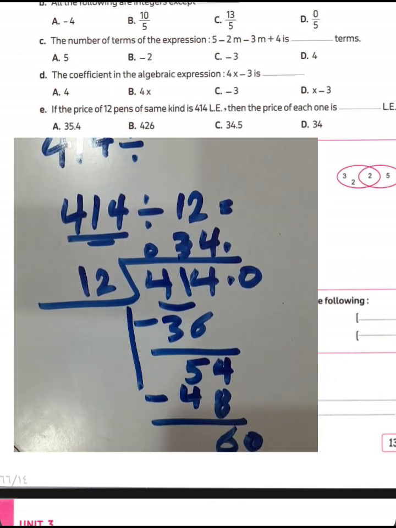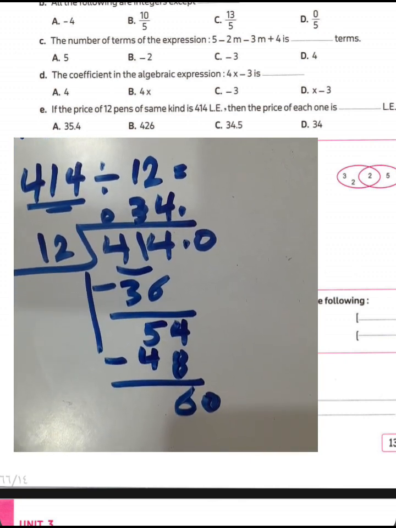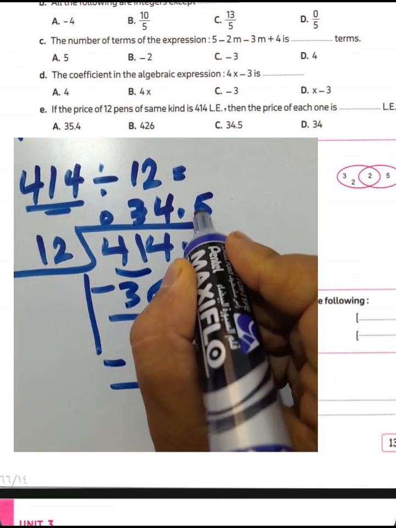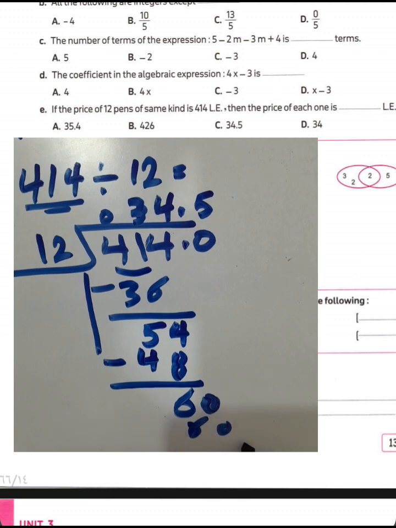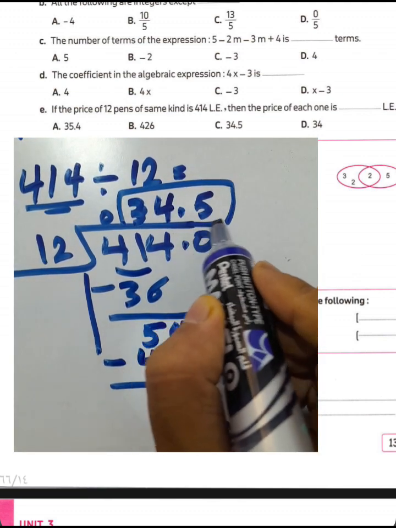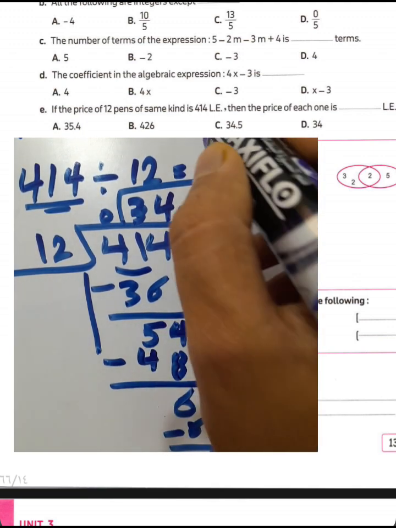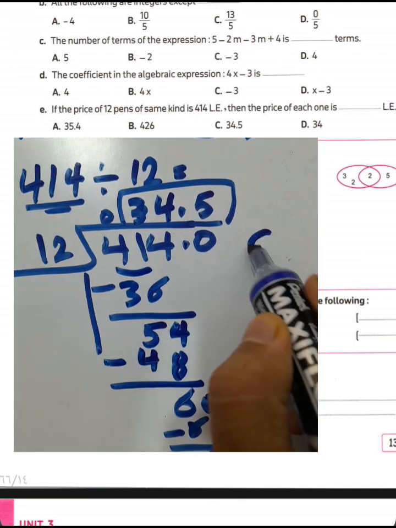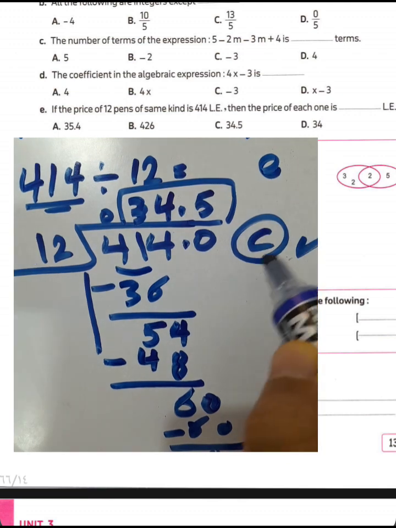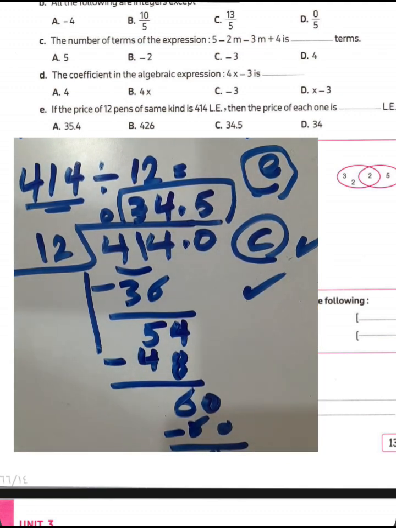The number here will be 60. 60 divided by 12 equals 5, because 5 times 12 equals 60. Then the result will be 34.5. Choose letter C. For question letter E, choose letter C. Understood? The result will be 34.5.